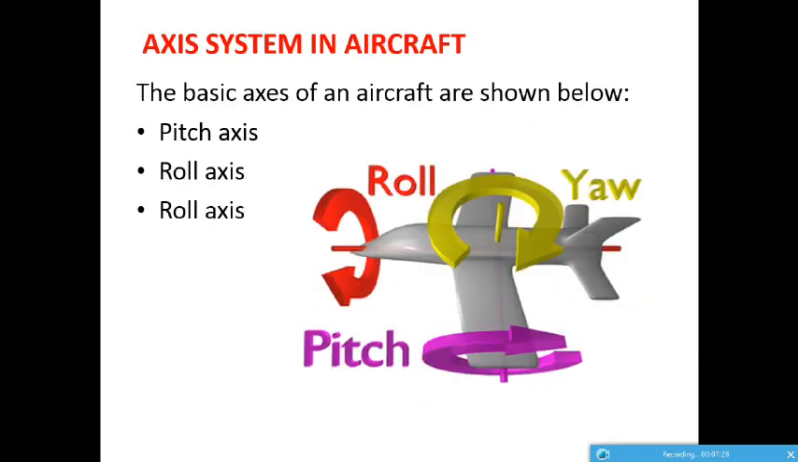So these are the three axes of the fixed wing aircraft which I mentioned earlier. Yaw is the horizontal motion of the aircraft to the right or to the left. Roll is the motion of the aircraft along this axis to the right or to the left, and pitching is a motion which takes the aircraft nose up or down.